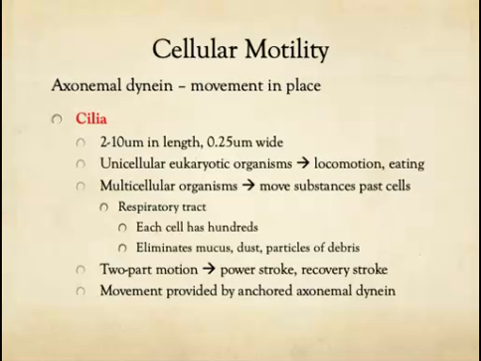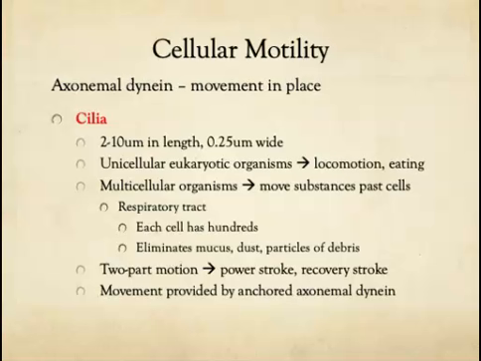Human beings also have cilia, at least females, inside of the oviduct. Remember, the oviduct is the little tube that connects the ovary to the uterus. And inside the oviduct, there are cilia that help to transport the egg from the ovary where it's released down towards the part of the oviduct where it will be fertilized by the sperm.